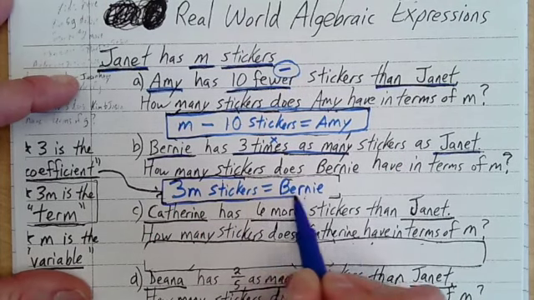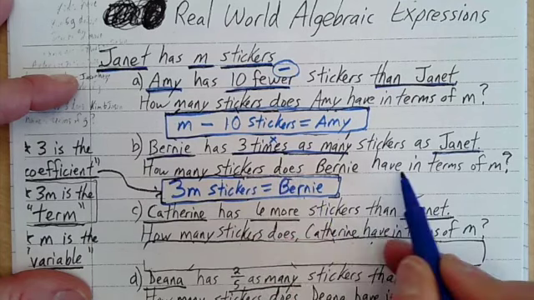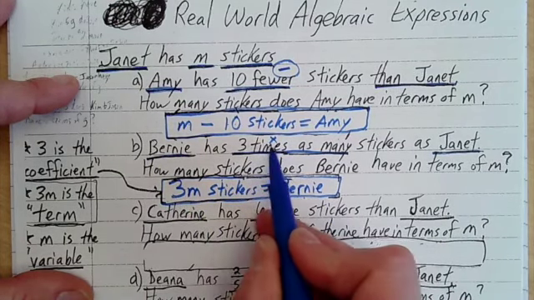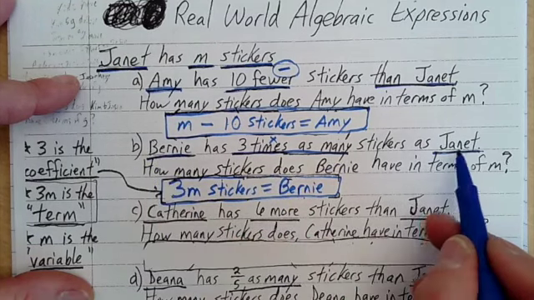How do I know that? Okay, it says how many stickers does Bernie have in terms of M? Did we use M again? Did we multiply? Yeah, because the clue up here said to times his amount, Bernie, by what Janet had.